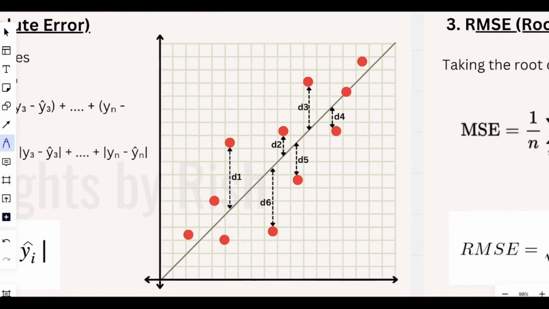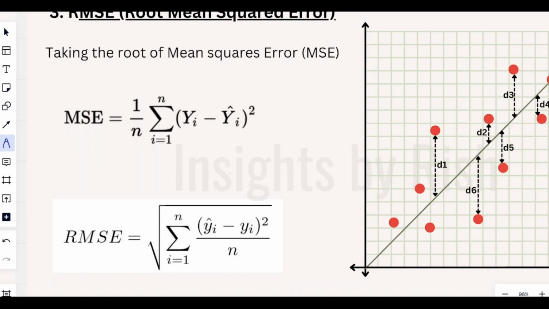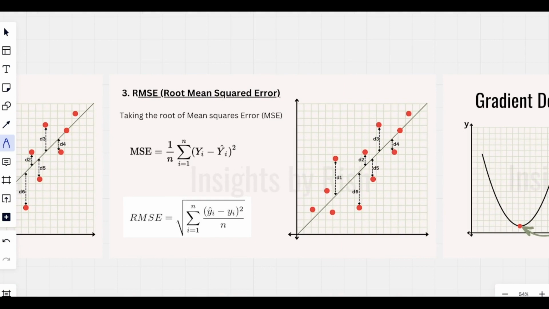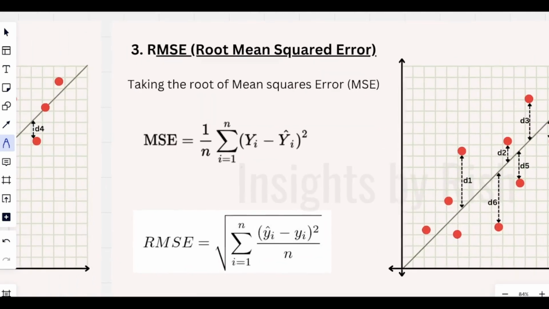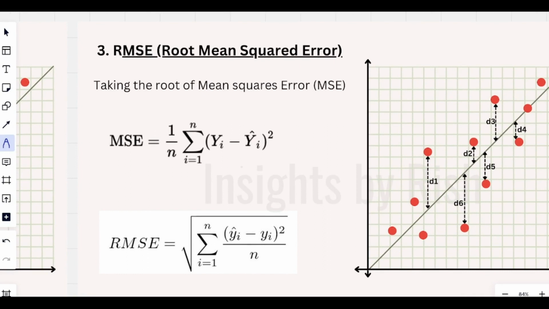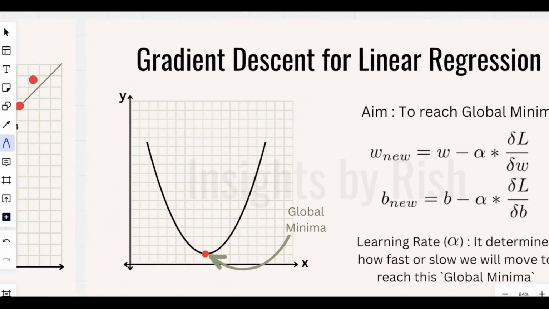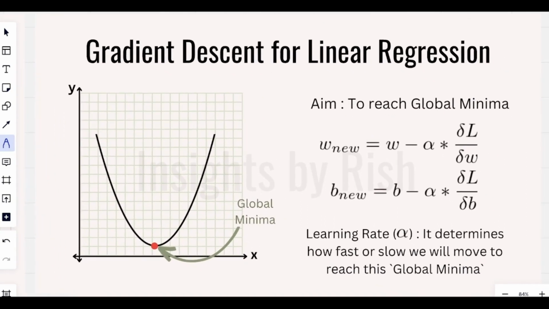The third cost function is root mean squared error. In root mean squared error, you take the root of the mean squared error. Now this is your mean squared error, and when you take the root of it, it will be root mean squared error. So this was your third cost function. There are more, like R2 score and adjusted R2 score, but we just studied the popular and most frequently used ones. So moving to an important topic, which is gradient descent for linear regression.